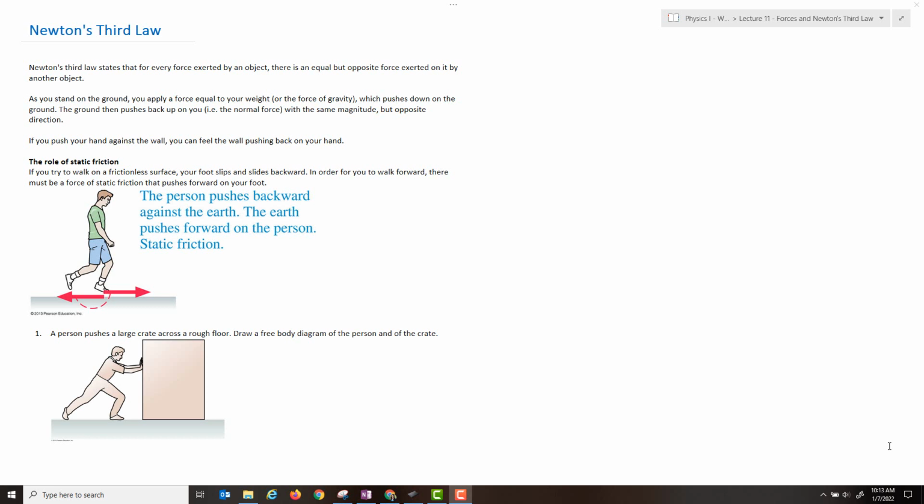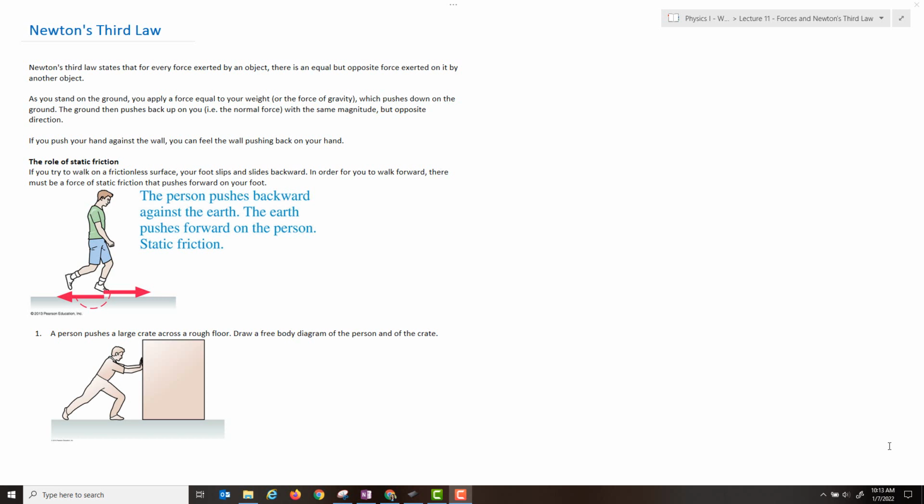Okay, so that relates to Newton's third law. The person pushes backwards against the ground or the earth, or the ground pushes forward on the person. Okay, that's static friction. Force of action, person pushing backward against the earth. Reaction, the earth pushing forward on the person. Okay, so let's look at question 1.